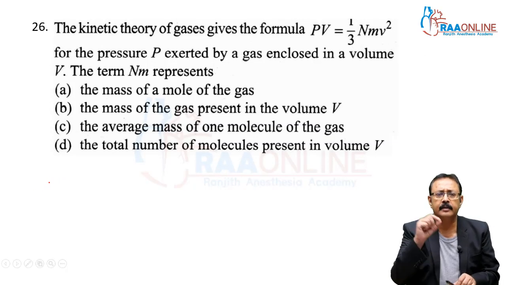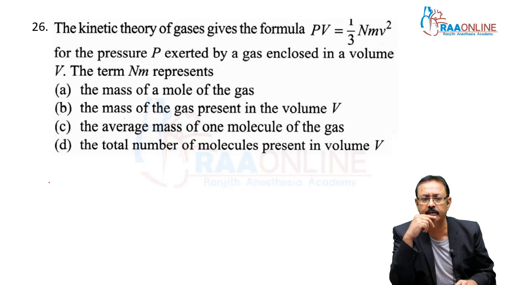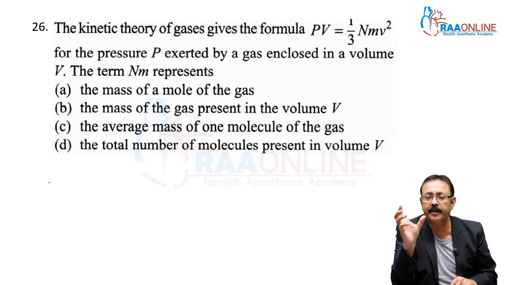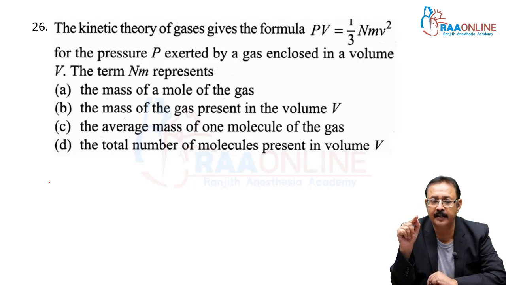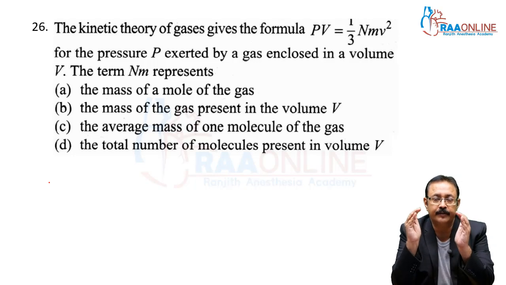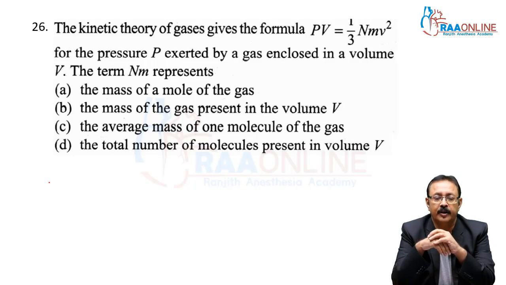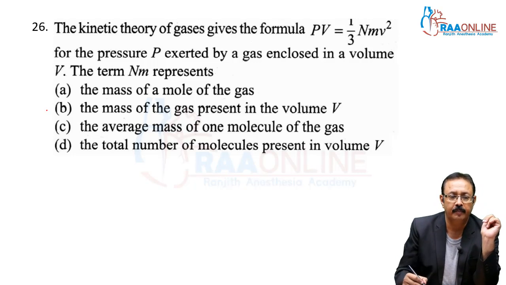Next, the kinetic theory of gases gives the formula. We have that derivation. For the pressure P exerted by a gas enclosed in a volume V, the term N into M. What was N into M? The mass of 1 mole of the gas, the mass of the gas present in the volume V. So it means the mass of whole gas present in that volume, we take that cuboid. So we are going with option B.